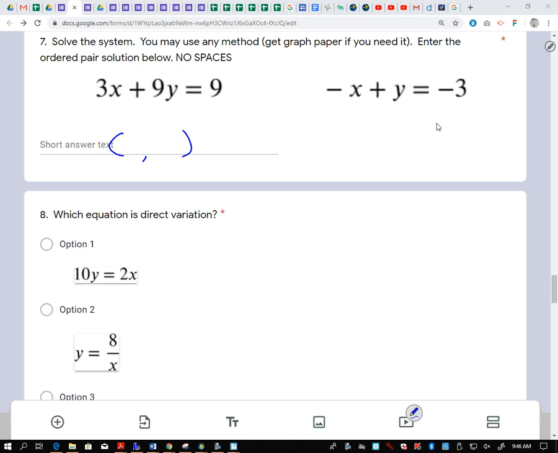Substitution. Substitution. So in substitution, what I need to do is I need to solve one of these for a variable. It's probably easiest to add x over here, right? So that's going to give you y equals x minus 3. The only reason I did that for you is because with shortness of time, we want to get through as much as we can. So what do I need to do with that now? Plug it in for y on the other equation, right? So 3x plus 9 times x minus 3, right? Equals 9. What do you do now, Caden?